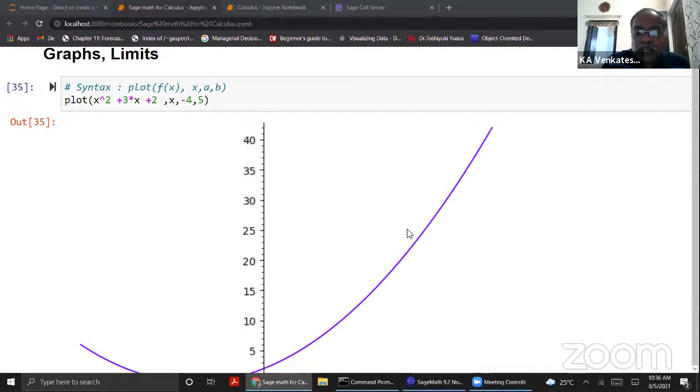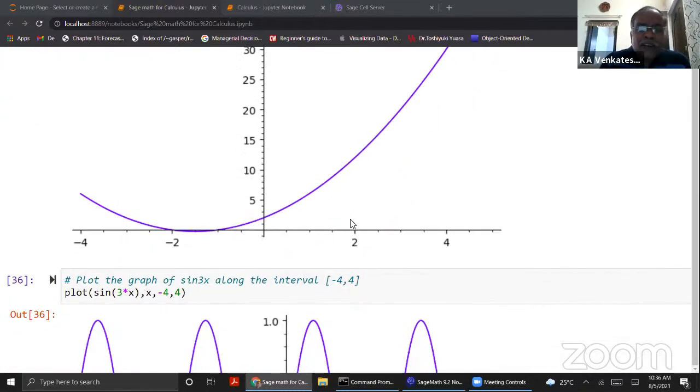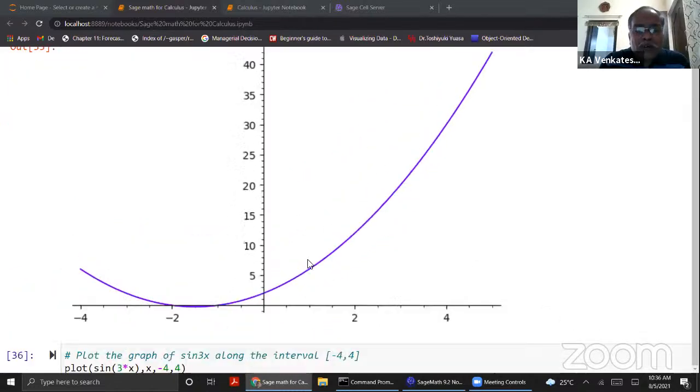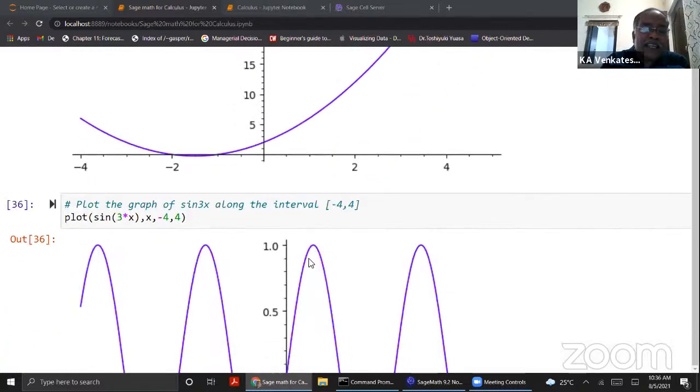Suppose I want to draw two curves in the same plot. One is a solid line, the other one is a dashed line, another one could be asterisks or small triangles. You can play with that. So that is important. Now, when you talk about this, we know how to represent a given function as a graph. That is much easier. Now sine 3x along the interval. So now we are restricting to -4, 4.